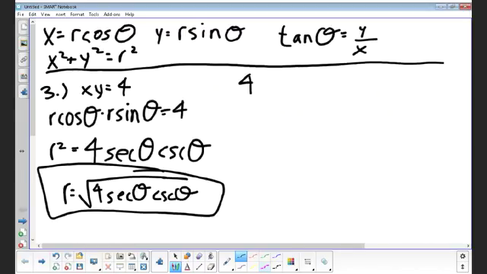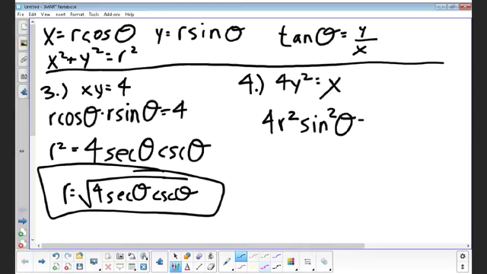So, one more conversion problem for you. We'll have 4y squared is equal to x. And again, let's get this in terms of polar coordinates. So 4y squared, when we sub in y is equal to r sine theta, will mean 4r squared sine squared theta. And we set that equal to r cosine theta, which is x.